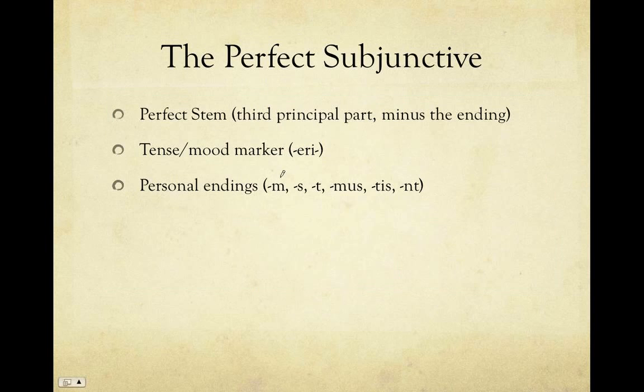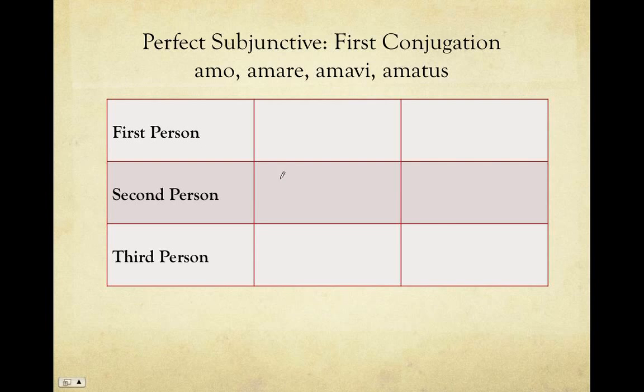Pretty easy. The perfect subjunctive, as it's perfect, we're going to use the perfect stem. Remember, that's the third principal part minus the ending. We're going to take off that final i to get our perfect stem. We're going to add the tense and mood marker of eri. That is, we'll add this infix, and then we'll add our personal endings. So the thing to focus on here is this tense and mood marker, eri.